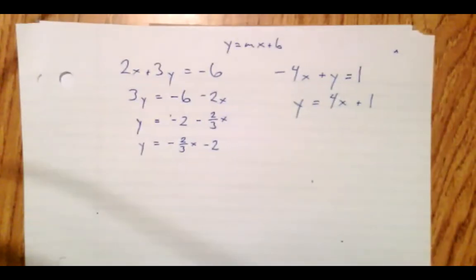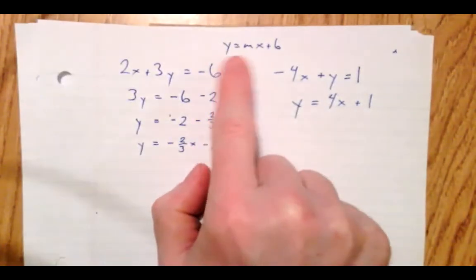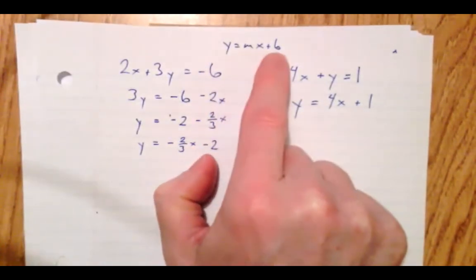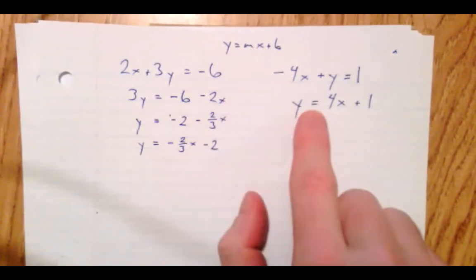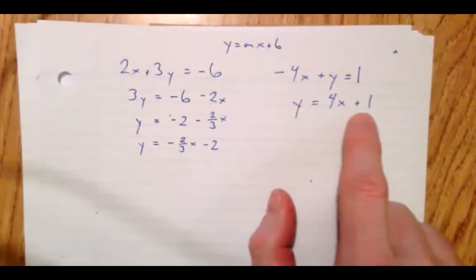Okay, look, paper. Ironically, I was tutoring this kid last night and we were talking about slope-intercept form. So y equals mx plus b. M is the slope. Y equals 4x plus 1: 4 is the slope, 1 is the y-intercept.